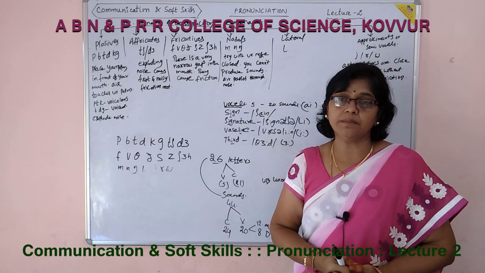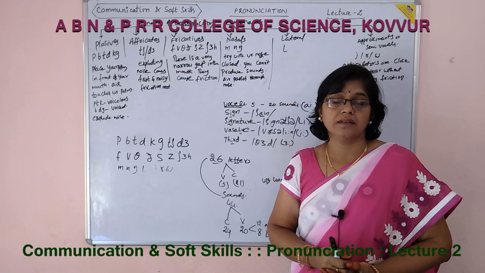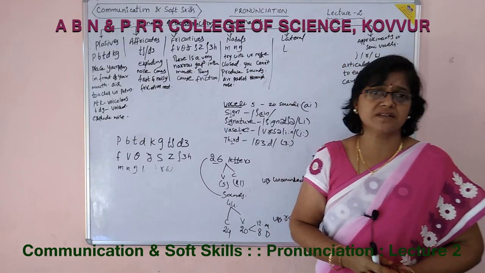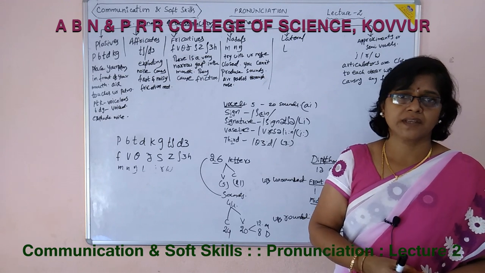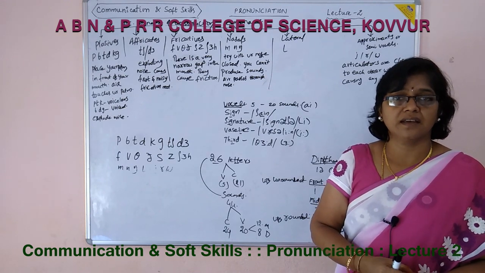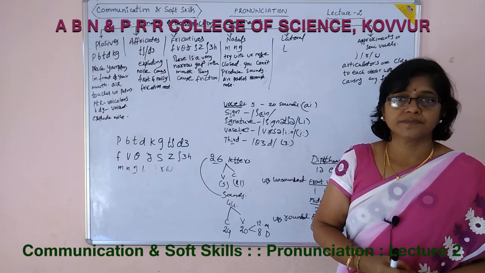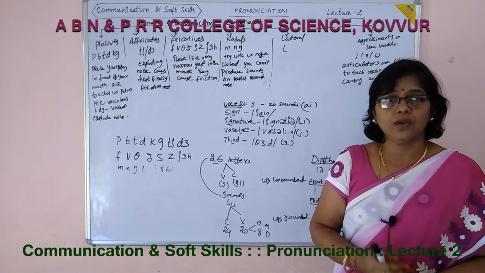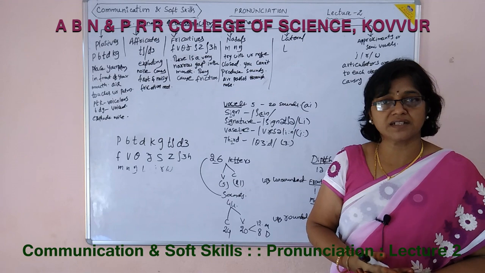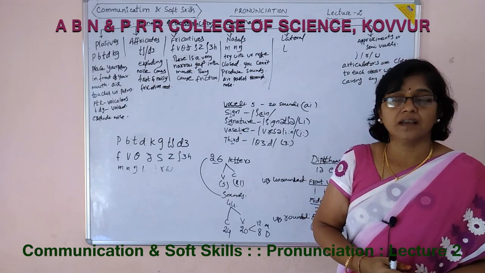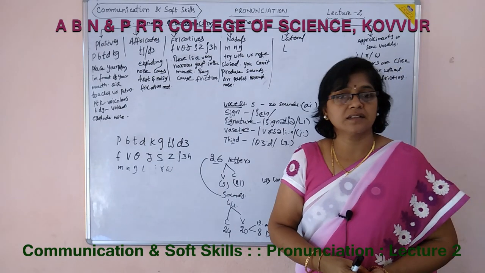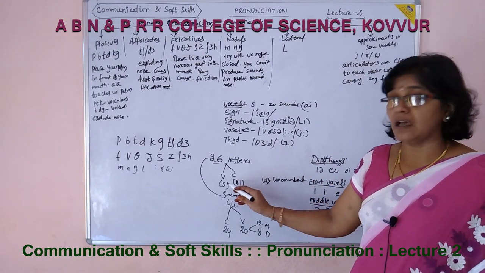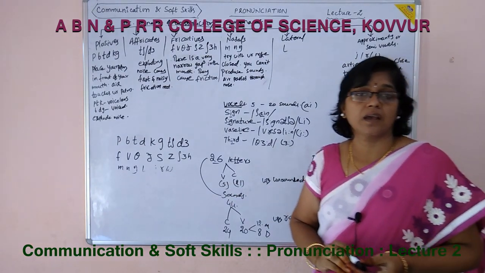Before that, let me tell you about the letters in the alphabet. What do you mean by alphabet? Alphabet is nothing but a set of letters. There are 26 letters in the English language, that is A to Z. You were taught the 26 alphabet of the English language in your school days. Out of the 26, there are 21 consonants and 5 vowels.